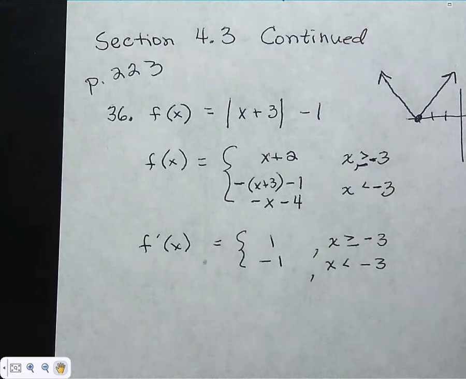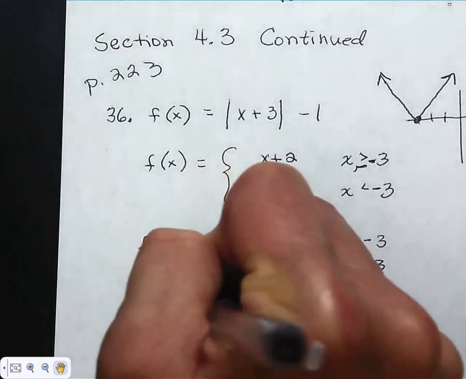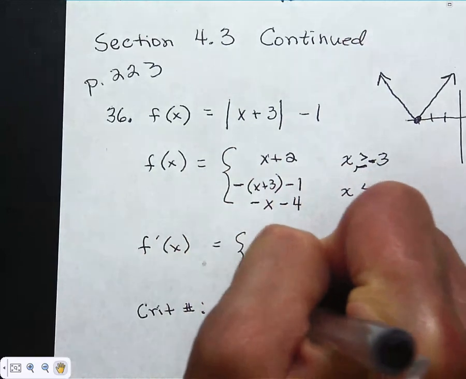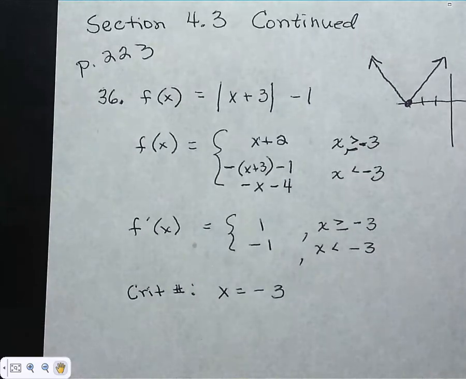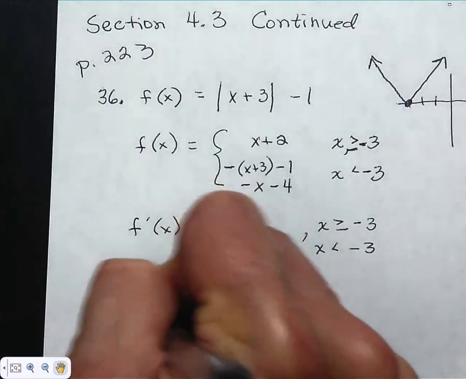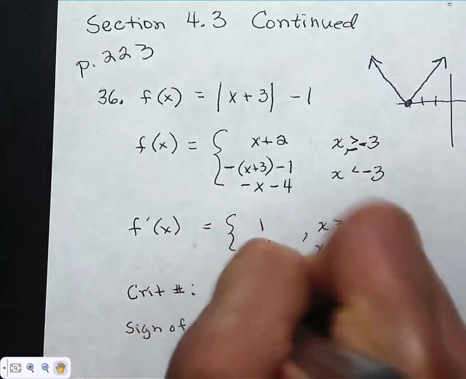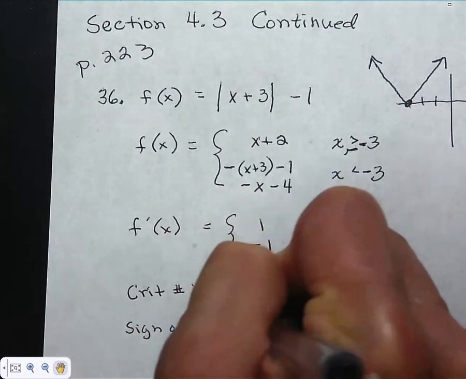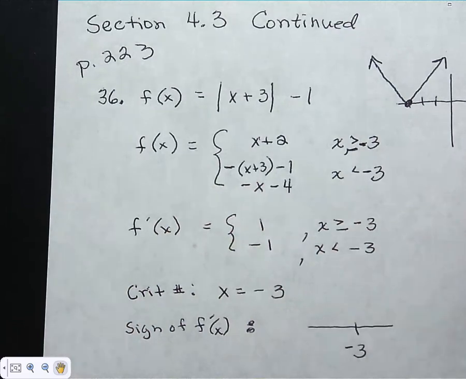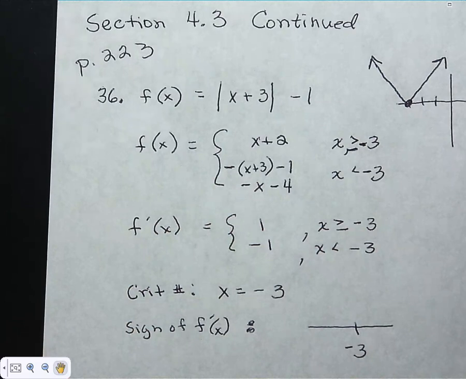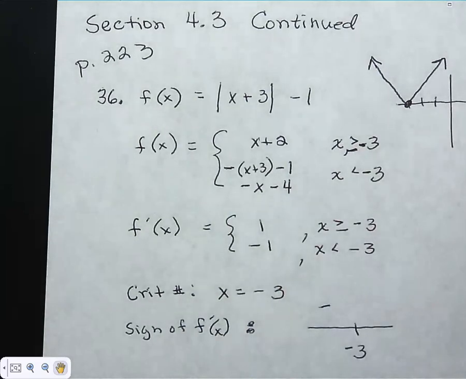All right, so we've identified our critical number is negative 3. And if we look at the sign of the derivative to the left and the right of negative 3, what's the sign of the derivative for anything less than negative 3? Well, it's always negative 1, so it's definitely negative. And for anything greater than negative 3, the derivative is always positive 1, which means it's always positive.